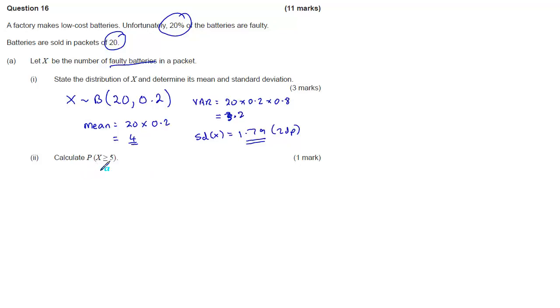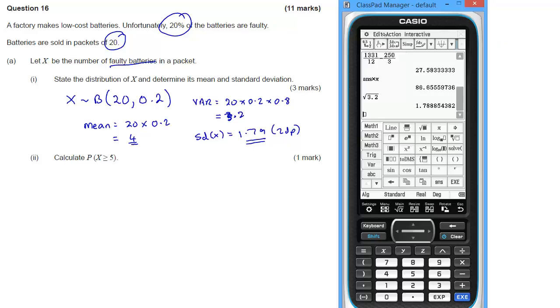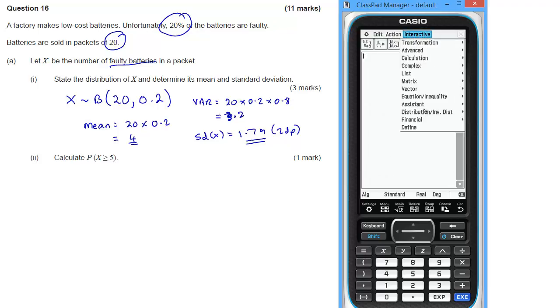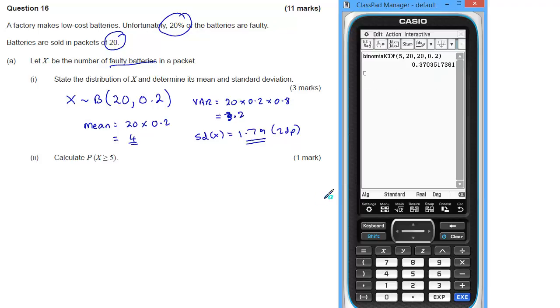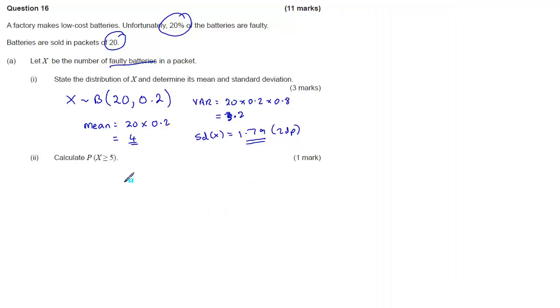We now want to calculate the probability X is greater than or equal to 5, so that's a calculator job. Let's just clear everything and we can get rid of the keyboard. So interactive distribution, binomial is a discrete distribution and we're looking at a range of values here, so CDF, and we're going from 5 and up to 20 because we know there's 20 in the packet. The number of trials is the 20, that's how many batteries we have, and the probability of success is 0.2, and so that's 0.3704.